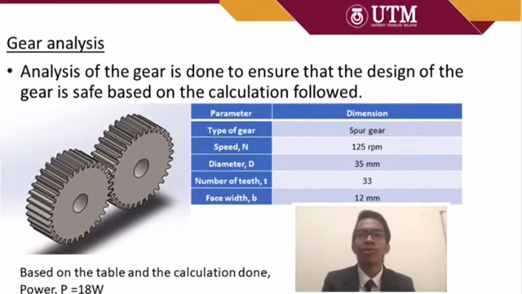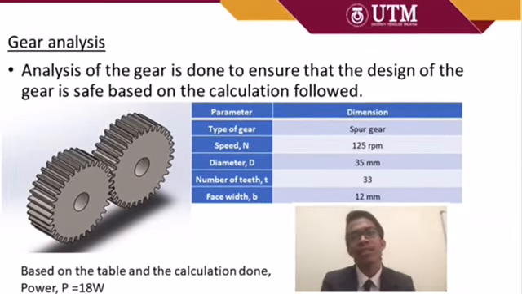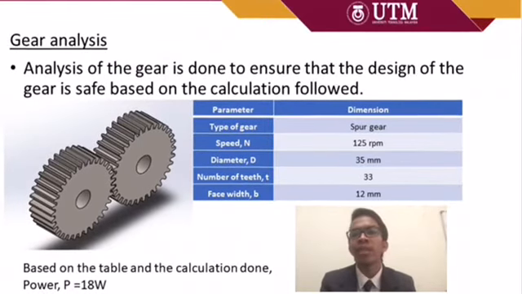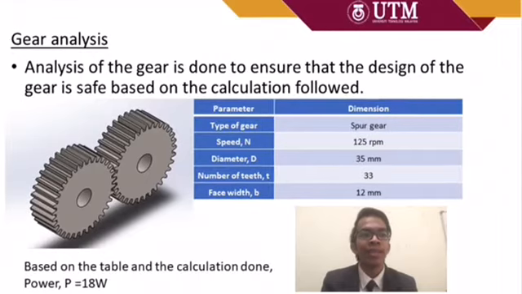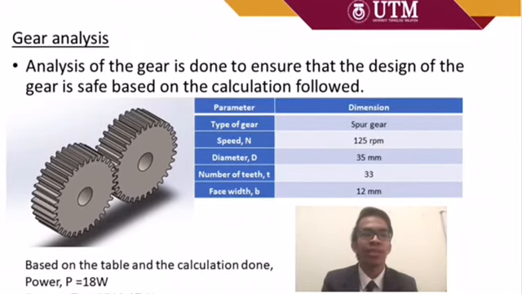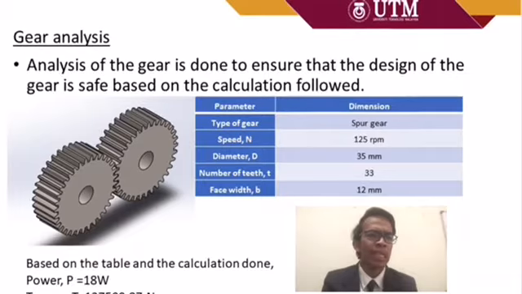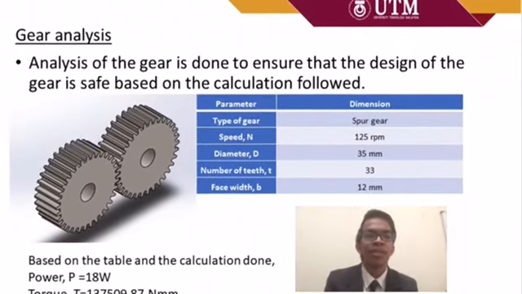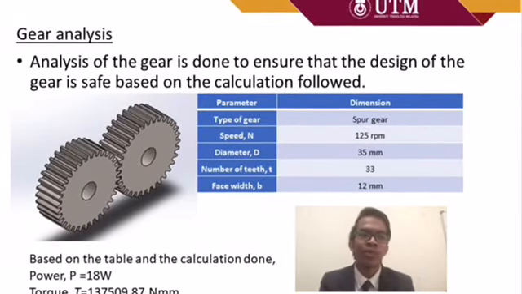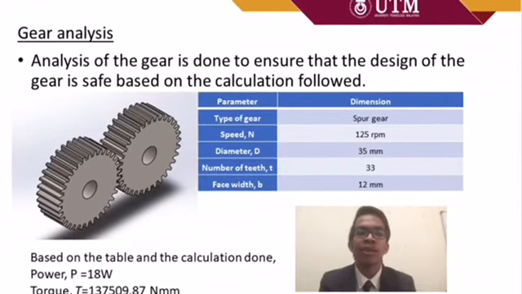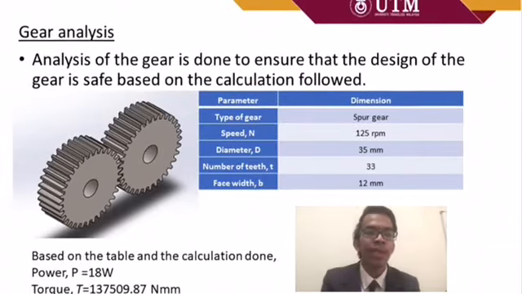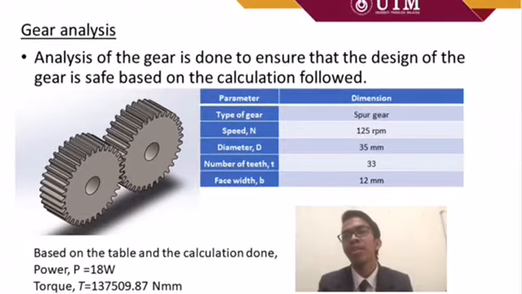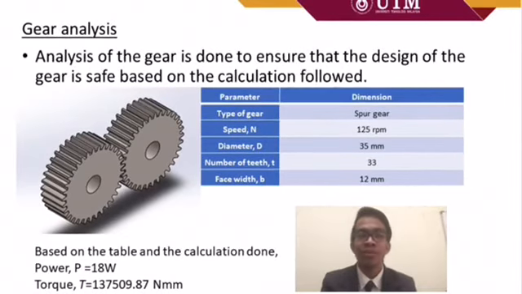Next, we will go through the gear analysis. The analysis of the gear is done to ensure that the design of the gear is safe for the machine. And here is the calculation and all the specifications of the gear. As you can see, the type of gear is spur gear. The speed is 125 rpm, diameter 35 mm, number of teeth 33, and the face width is 12 mm. So both gears have the same specification.